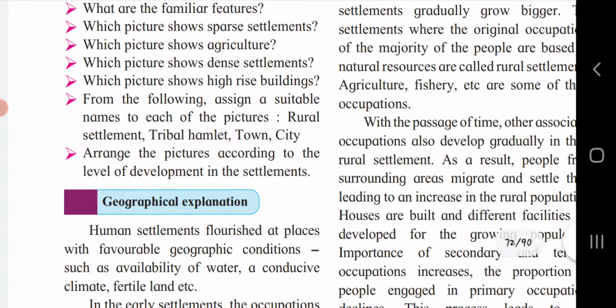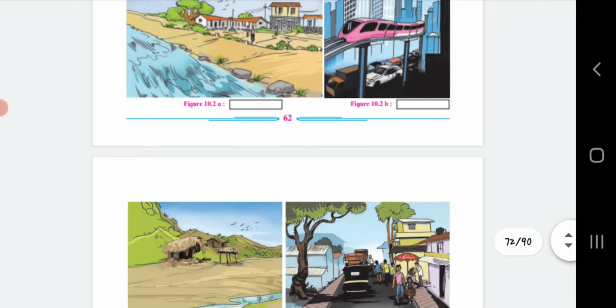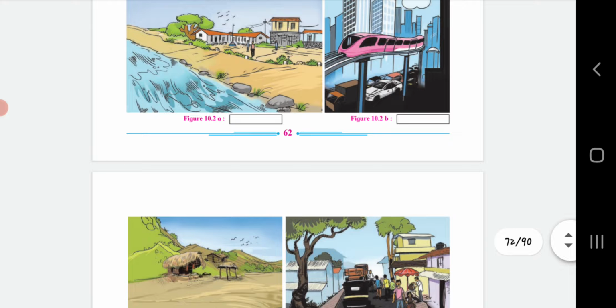Arrange the pictures according to the level of development in the settlement. If we consider the development of these 4 pictures, then 10.2c will be the first one, that is tribal hamlet. 10.2a will be the rural settlement, the second one. The third stage of development will be 10.2d, that is town, and the final will be 10.2b, that is city.